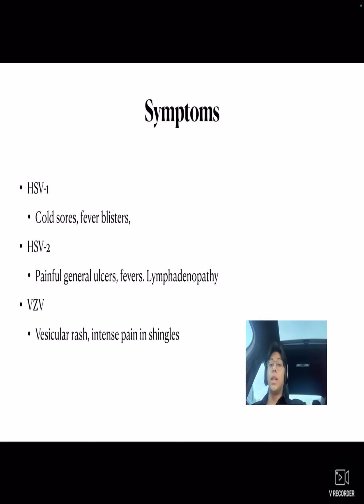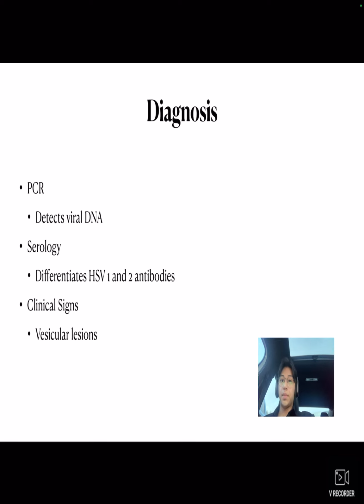The symptoms for HSV1 are cold sores, fever, and blisters. HSV2 would be painful genital ulcers and fevers, and VZV would be vesicular rashes, intense pain, and shingles. To diagnose this, we use PCR, which detects the DNA. We also have serology, which differentiates between HSV1 and 2 to determine which one you have. And then you also have clinical signs that you could see, like a cold sore or lesions around other areas.